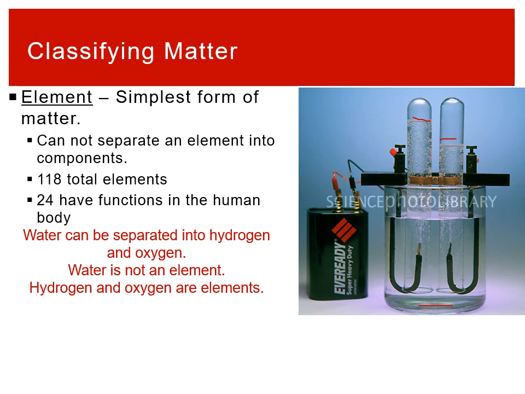Elements are the simplest forms of matter. If you had a sample of, say, this hydrogen gas here, you cannot break that down into anything more simple. So that's what it means for hydrogen to be an element, whereas water isn't because you can break the water down.